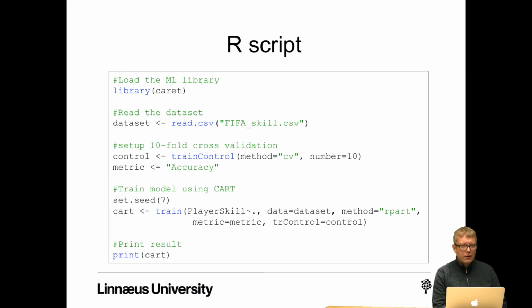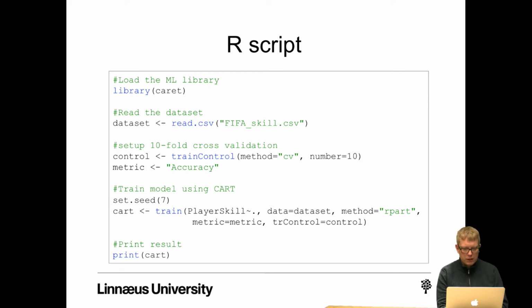As you see here, the way of writing code in R is a bit unconventional, but when we get used to it, it's fairly easy to understand. When we set up a tenfold cross-validation, the control variable uses trainControl. That's how we train the system. Method is cross-validation, and we have 10 folds. And the metric that we want to use is accuracy. And then we train the model using CART.